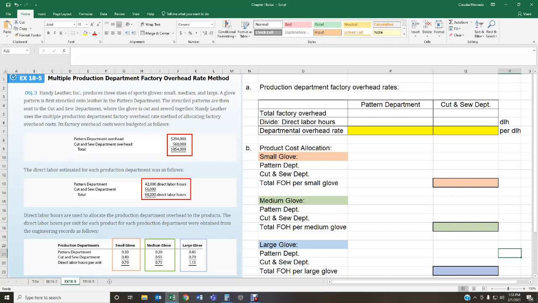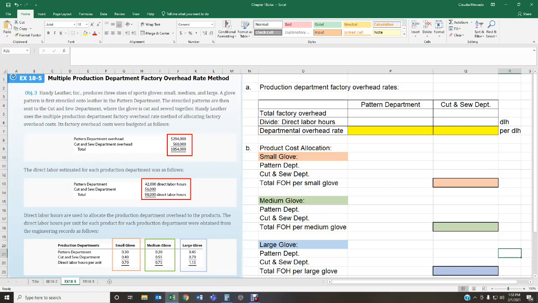The problem reads: Handy Leather Incorporated produces 3 sizes of sports gloves: small, medium, and large. A glove pattern is first stenciled onto leather in the pattern department. The stenciled patterns are then sent to the cut and sew department, where the glove is cut and sewed together. Handy Leather uses the multiple production department factory overhead rate method of allocating factory overhead cost. Its factory overhead costs were budgeted as follows.